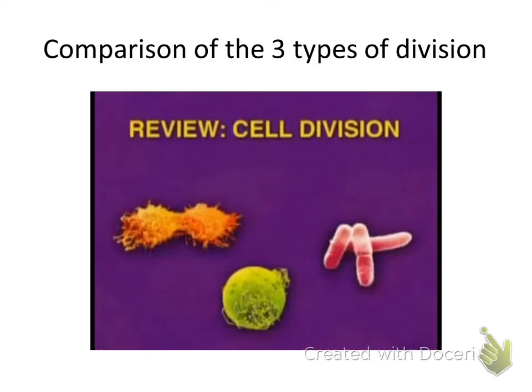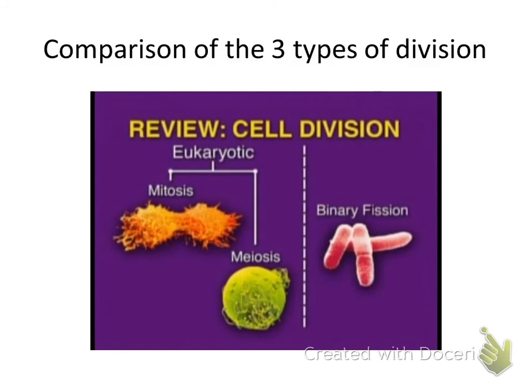Let's review what we've just learned about mitosis and the other two types of cell division. Mitosis is one type of cell division. The other two types are meiosis and binary fission. Mitosis and meiosis occur in eukaryotic cells. Binary fission occurs in prokaryotic cells. All organisms except bacteria are made up of one or more eukaryotic cells. All bacteria are single prokaryotic cells.